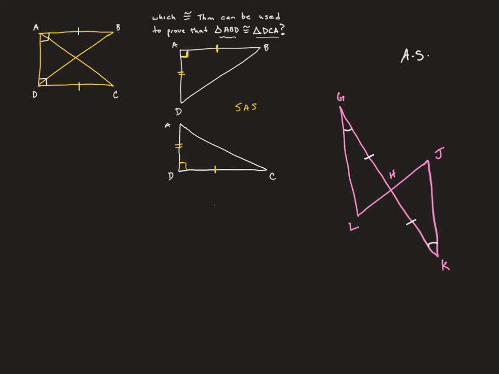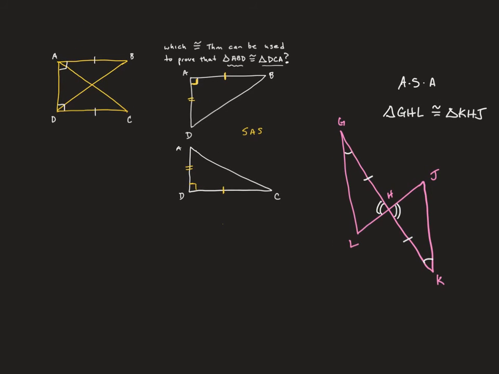But hopefully you can recognize that you do have a vertical angle here. I have a vertical angle, so it looks like I do have some additional information. So it looks like I have angle, side, angle congruency, and in that I have triangle GHL congruent to triangle KHJ because of angle, side, angle. Again, given an image, we try to determine what congruency, if there is one, that I can determine.